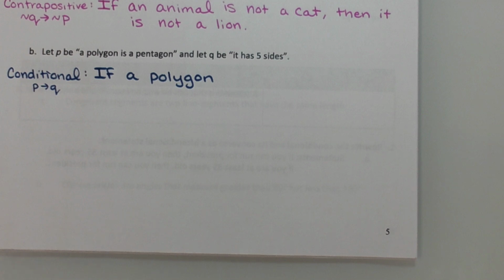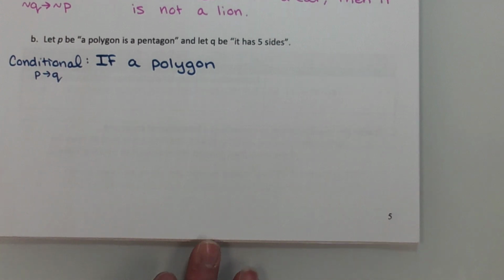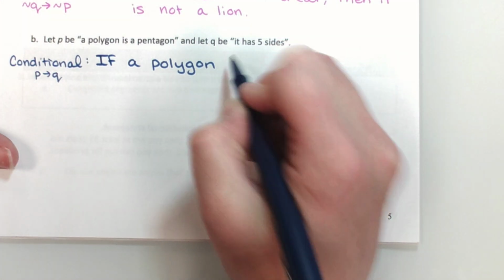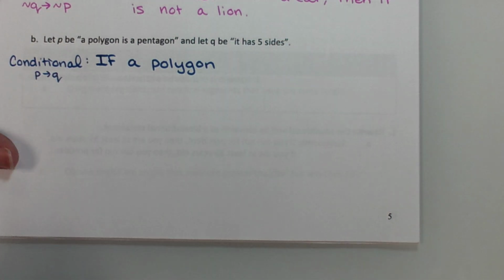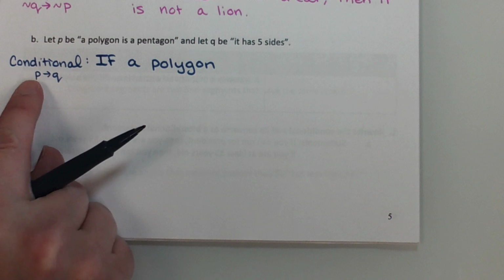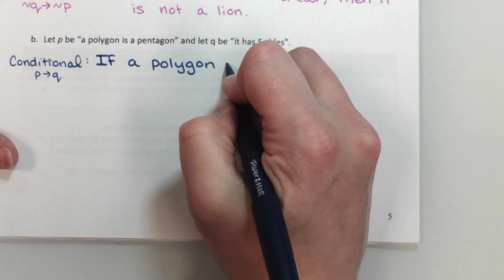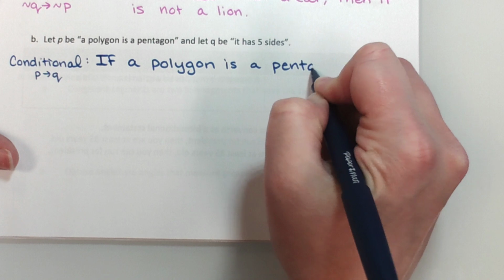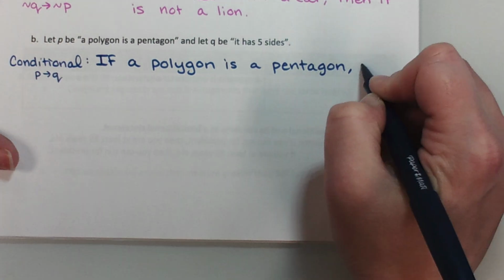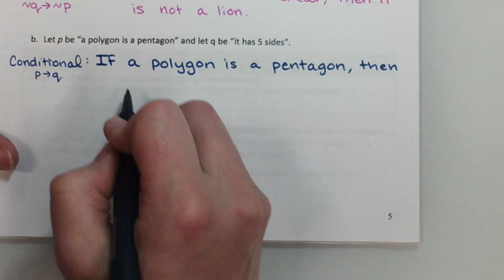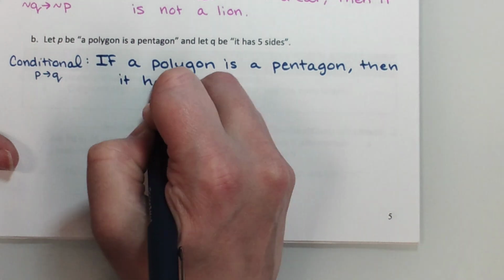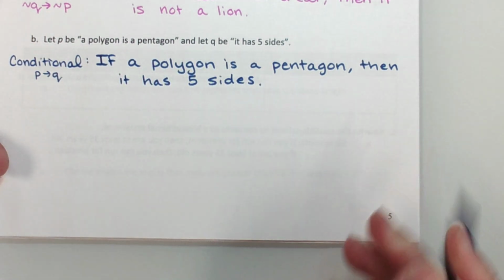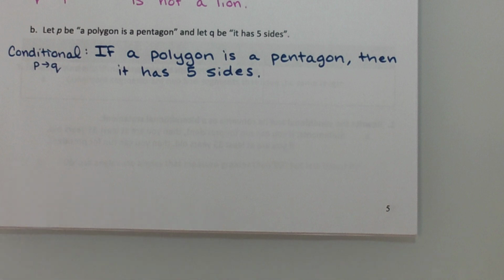Jalen, how should I finish my conditional statement? Not yet. I have to put Q on there yet. Yeah, I just put the beginning of it. Then it has 5 sides. I think I confused you because I just wrote it a polygon.